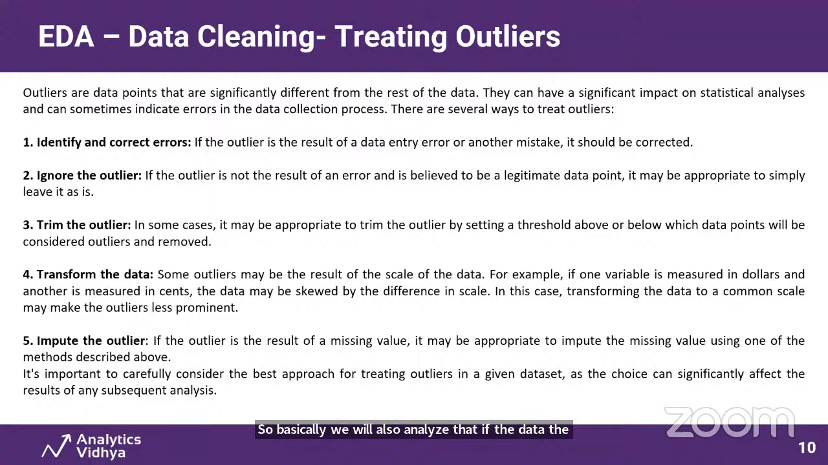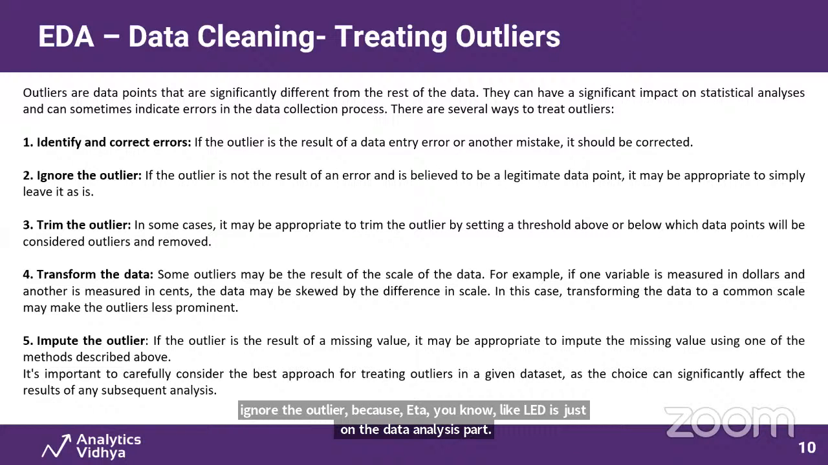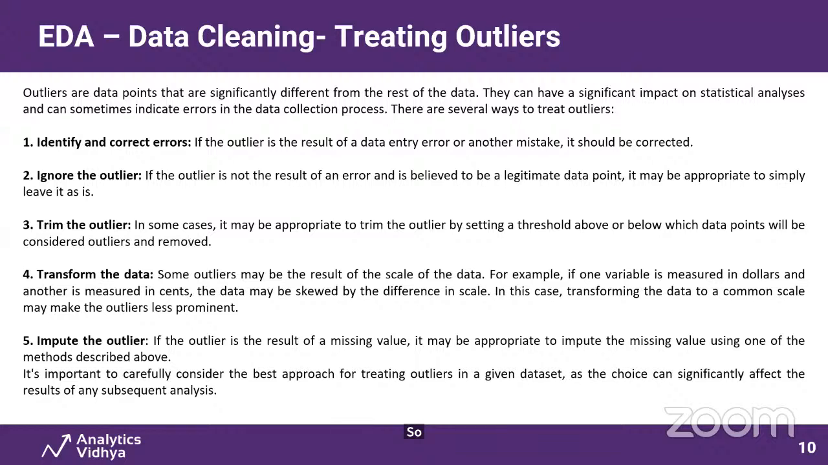We need to see whether a data entry error has occurred, which caused the outlier. That can be corrected, and in that way the outlier can be treated. Otherwise, you can ignore the outlier, because EDA is just the data analysis part. If you ignore the outlier, it is fine and won't create any problem. But for data cleaning, if you are putting the data into a machine learning model next, then we need to treat the outliers.